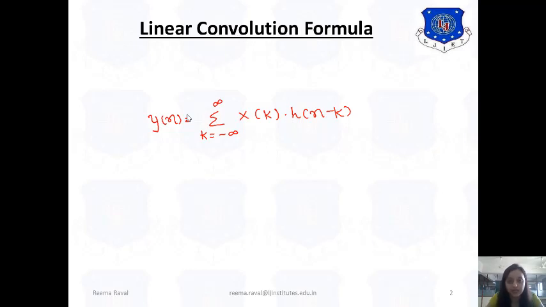Now for any example, whether it is using the mathematical method, tabulation method or graphical method, first of all you need to define the range of n and k for the given data, where x of n is your input signal, h of n is the impulse response of the system and y of n is the output signal.